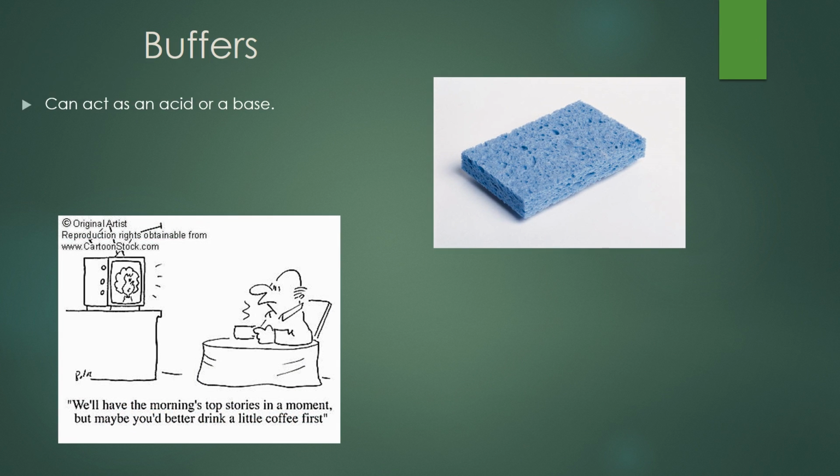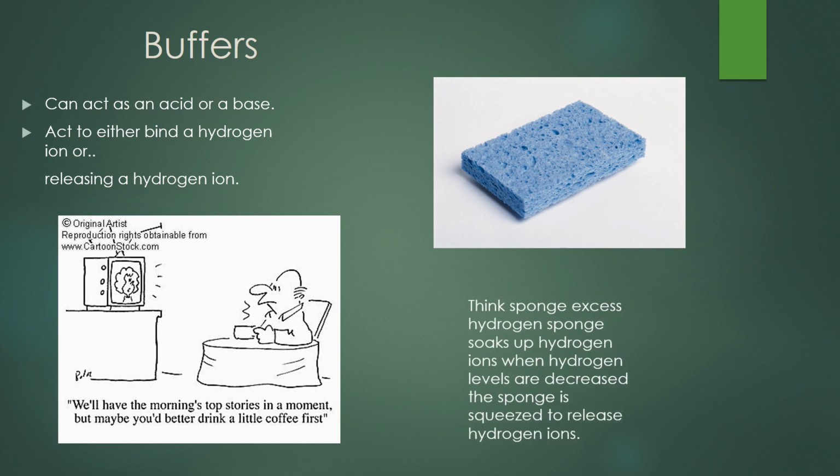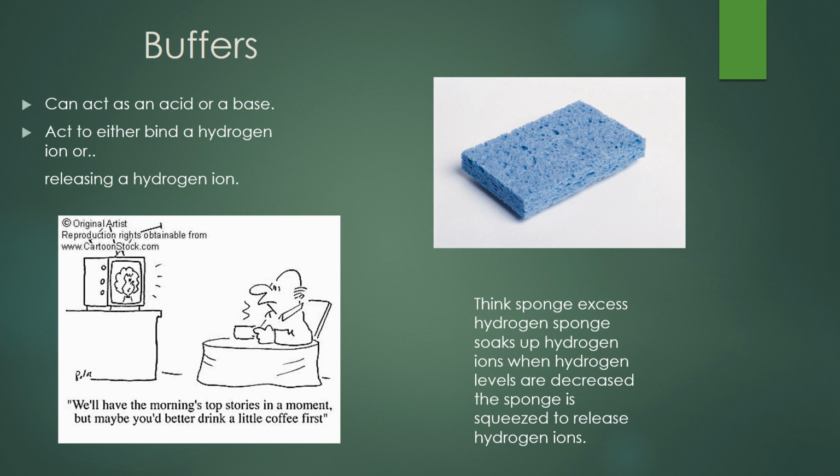Buffers are critical in keeping body fluid pH at normal levels because they can react either as an acid or a base. They either release a hydrogen ion or they bind to a hydrogen ion. How a buffer reacts when dissolved in water depends on the existing acid-base balance of that fluid. Think of a sponge: with an excess of hydrogen, the sponge soaks up hydrogen ions. When hydrogen levels are decreased, the sponge is squeezed to release the hydrogen ions.